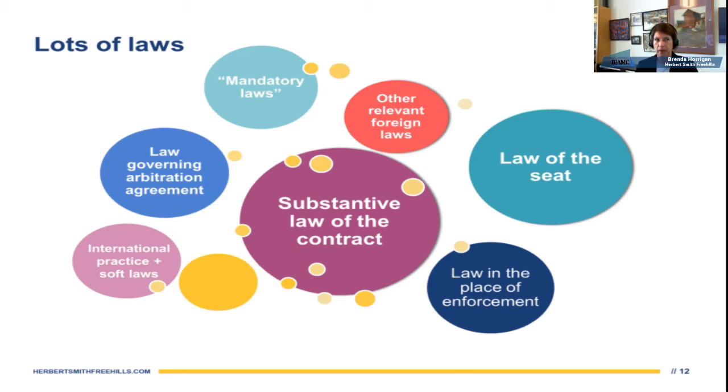Or there was an instance many years ago where an arbitral award awarded costs of the arbitration to one of the parties, and that was refused enforcement in a particular jurisdiction because under the rules of that jurisdiction, you couldn't allocate costs. So you need to think about those types of considerations as you're making your arguments and as you're presenting your case to the tribunal.